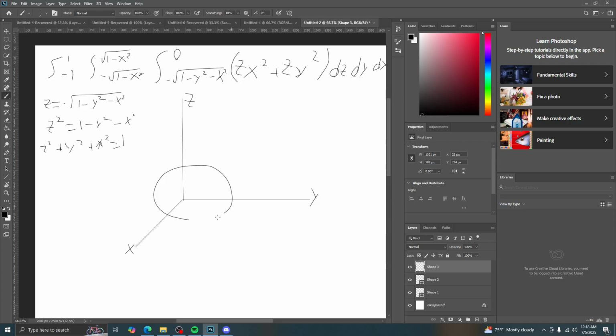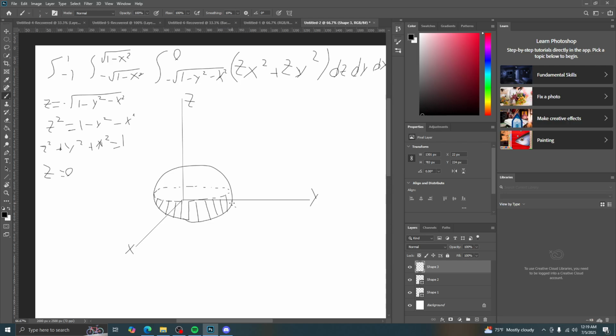So let's draw the sphere. Let's just draw the whole sphere, and then we'll shade in the negative part. Our region is bounded on the bottom by the negative half of the sphere, and bounded on the top by z equals 0. So just go bottom to top.